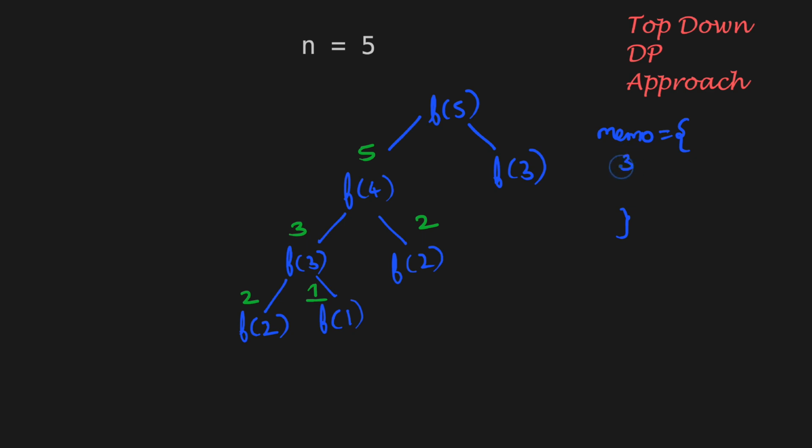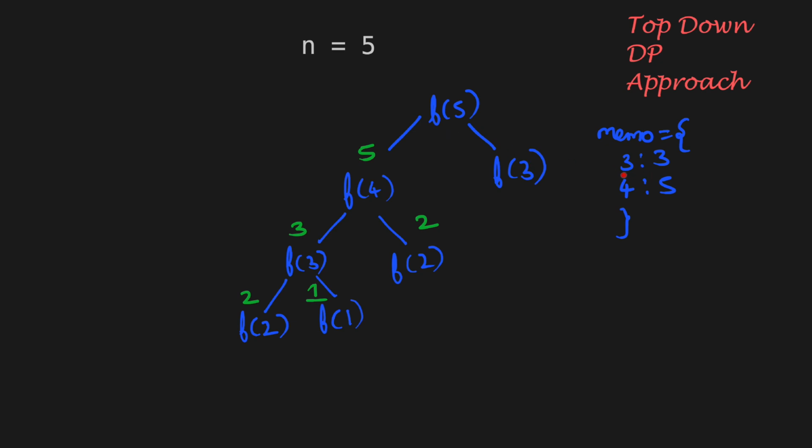So for f of 3, we will save result as 3 in the memo table. Continuing with our recursion, we know f of 2 will be equal to 2. So f of 4 will be equal to 5. So for f of 4, we will store the result as 5 in the memo table. Now continuing with our recursion, to calculate f of 5, we still need to calculate f of 3.